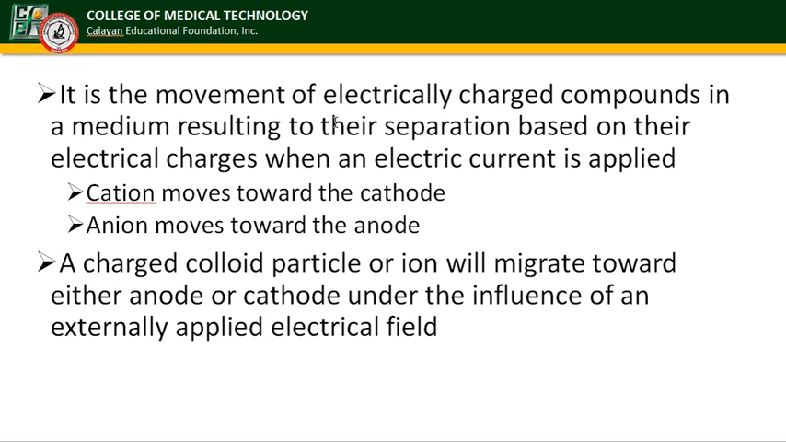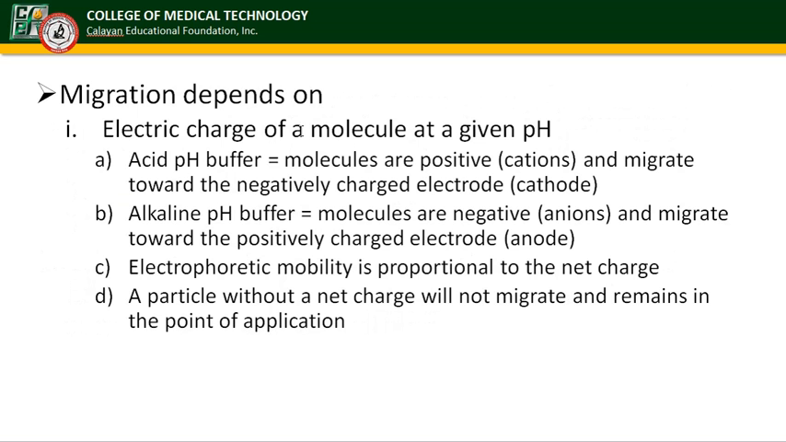So a charged particle or ion will migrate toward either the anode or the cathode under the influence of an externally applied electrical field. So paglagay natin ng kuryente, magkaka-charge siya. So, depende sa charge kung punta siya sa cathode or sa anode. So, the migration will depend on the following. First, the electric charge of the molecule that is given at a pH.